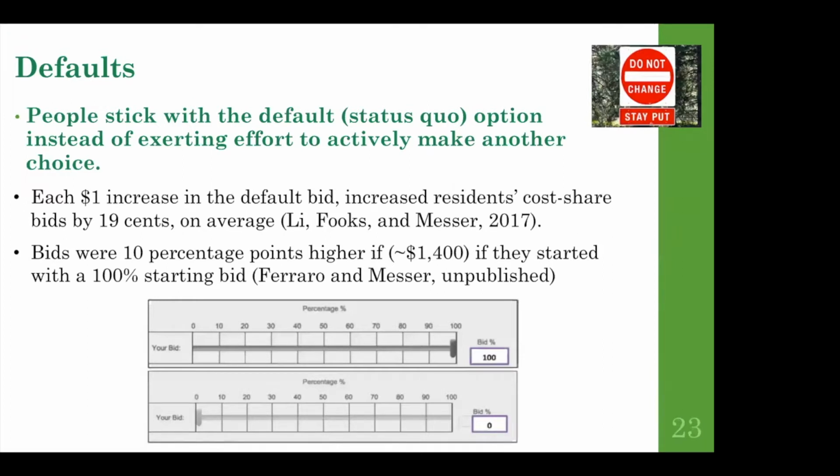So looking at a study in agriculture, they found that starting the default bid at 100%, meaning that the farmer was willing to contribute 100%, actually increased the average bid by 10 percentage points. Okay? And then in a study with residents, so homeowners, they found that for every dollar that you increase the default bid, you could increase the final bid by 19 cents. So some really interesting work there.